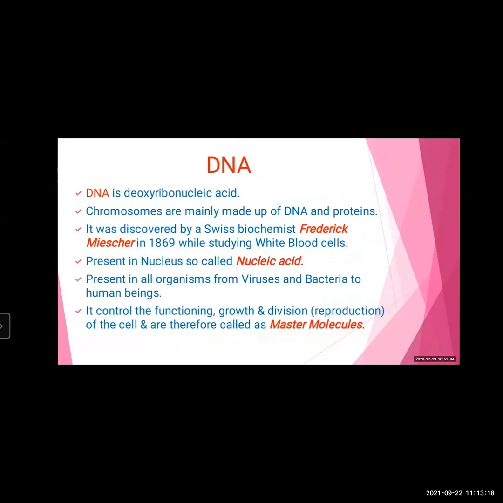So in short, quickly, let us see. DNA is deoxyribonucleic acid. Chromosomes are made up of DNA and proteins. It was discovered by Friedrich Miescher. DNA is present in the nucleus. That is why it is called nucleic acid, present in all viruses, bacteria, plants, animals, human beings. And it is called the master molecule as it controls functioning of the cell, growth of the cell, and division of the cell.